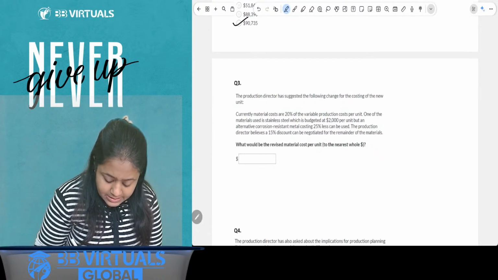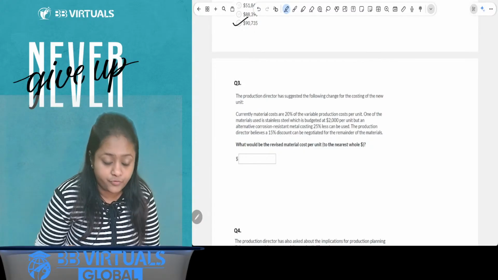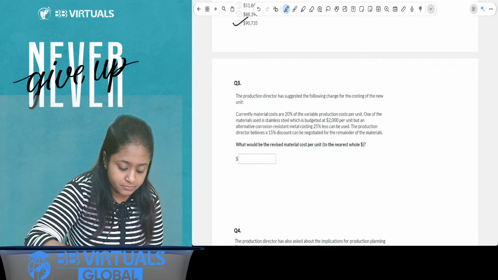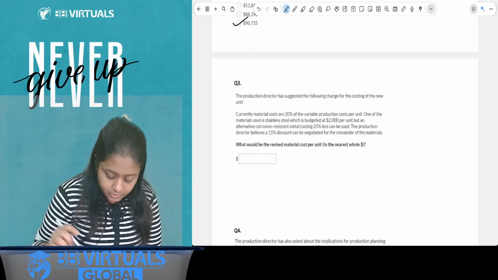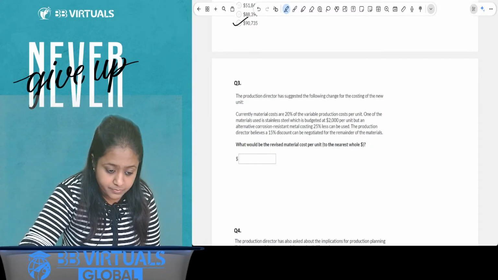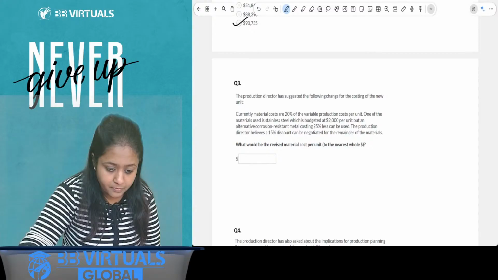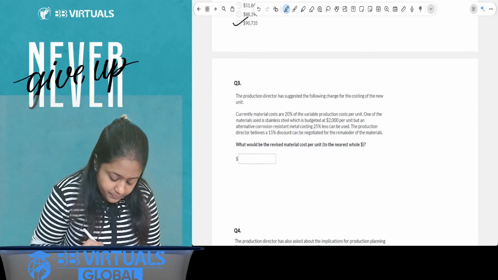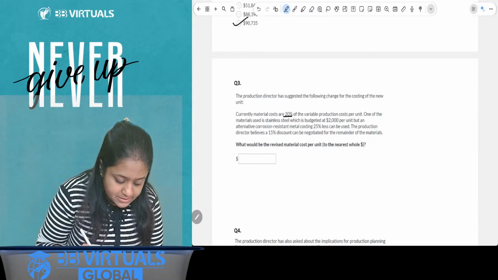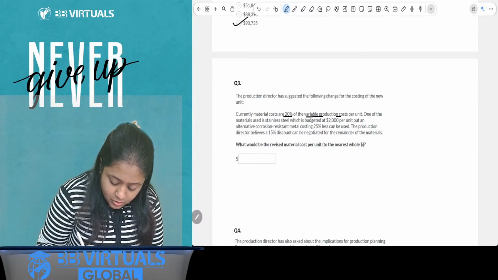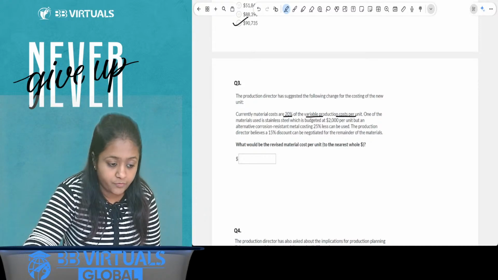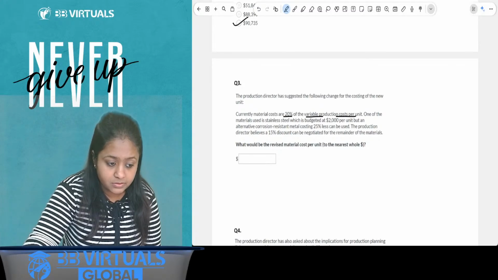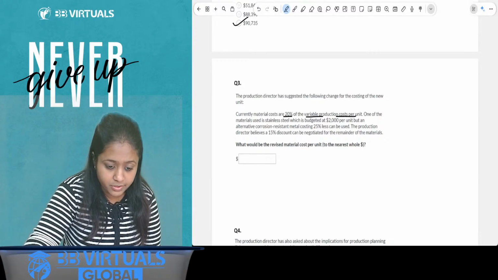The production director has suggested the following changes for the costing of the new unit. Okay, for the costing of the new unit, just 1 minute. Currently, the material costs are 20% of the variable production cost per unit. Okay, so currently the material cost is 20% of the variable cost per unit.